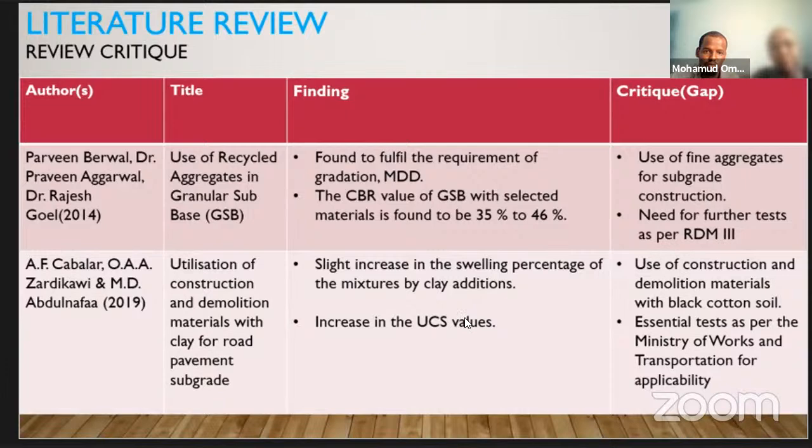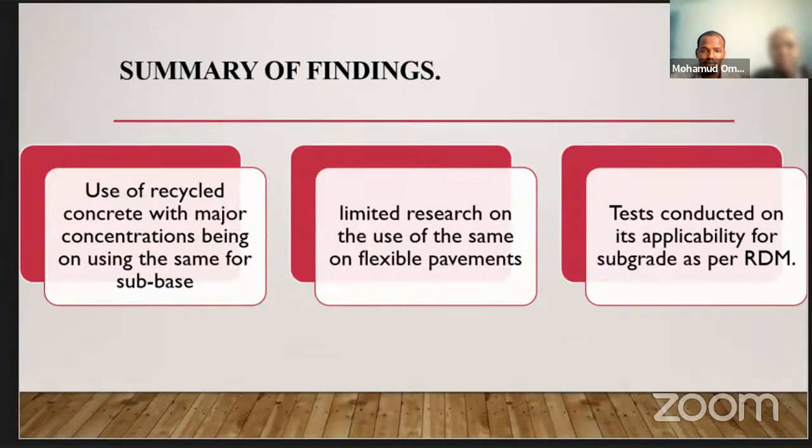As you can see, we have other literature done by other researchers. And the summary of the findings from the literature reviewed is evident that research has been done on the use of recycled concrete, with major concentrations being on using the same for subbase and reuse for the production of concrete for buildings, with limited research on the use of the same on flexible pavements and tests conducted on its applicability for subgrade as per the road design manual in Kenya, thus resulting in a research gap that became the basis of this project as per the objectives stated in the previous slides.